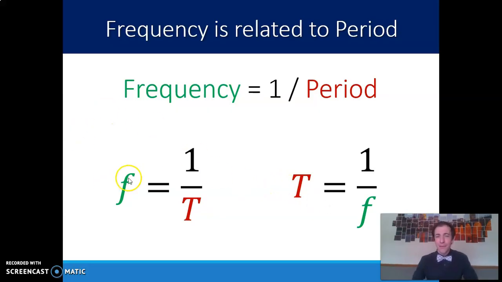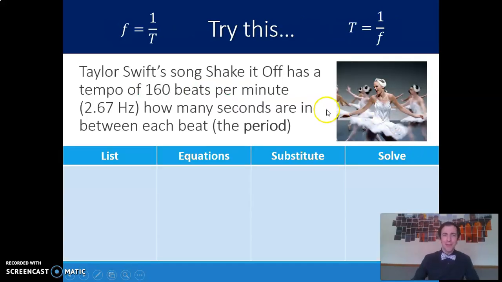And depending on what you're looking for, you can use one or the other. So to give you an example of this, Taylor Swift's song Shake It Off has a tempo of about 160 beats per minute.